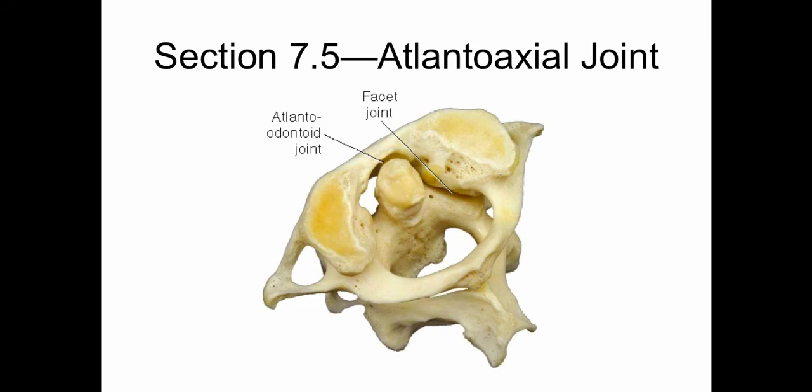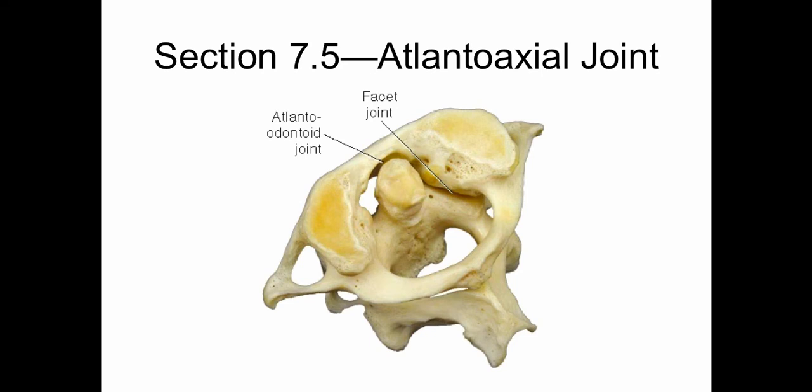Now let's talk about the atlanto-axial joint. This is a cervical joint that is located between the atlas, which is C1, and the axis, which is C2. The atlanto-axial joint allows the atlas to move on the axis. Because the atlas has no body, it has no intervertebral disc. The atlanto-axial joint is composed of one medial joint and two lateral joints.